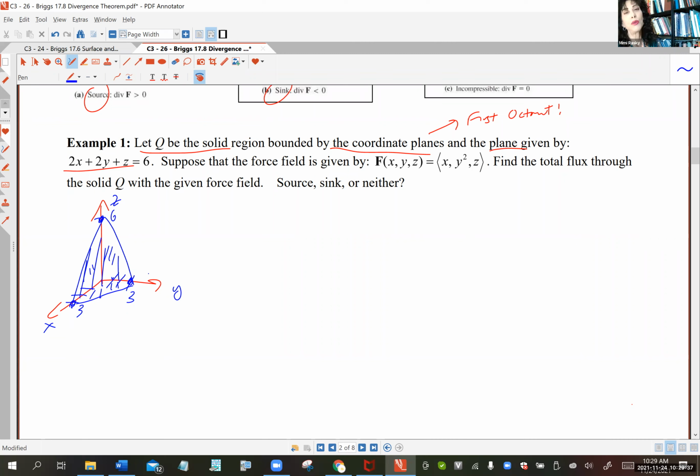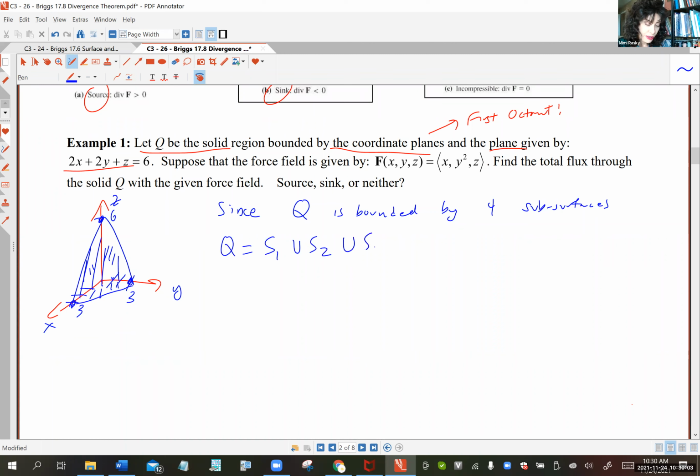If we had to do a flux integral, so if we didn't have the divergence theorem on hand, how would we do this problem? Here's the slow way we would have to do it. Since Q, that's our solid, is bounded by 4 subsurfaces, basically 4 sides, Q can be written as the union of 4 surfaces. That's all 4 sides. And we would require 4 flux integrals total.